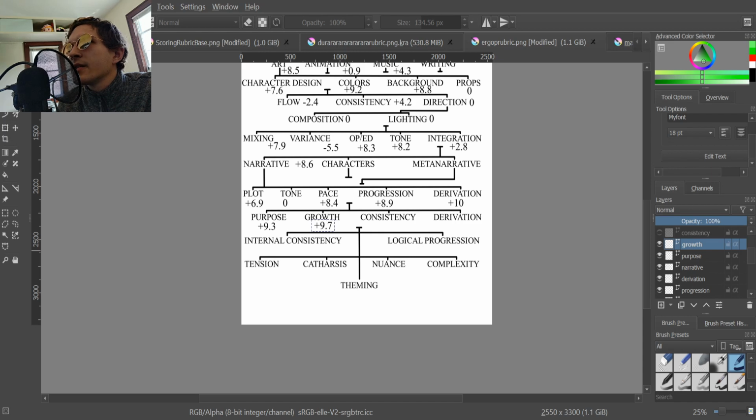Not perfect, because there are certain characters that do remain static, and these are mostly the side characters, but it is there. So this, we're going to give a low 9 as well. 9.1, less than the actual purpose.